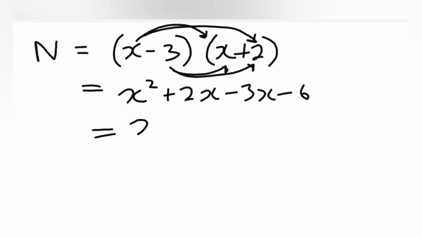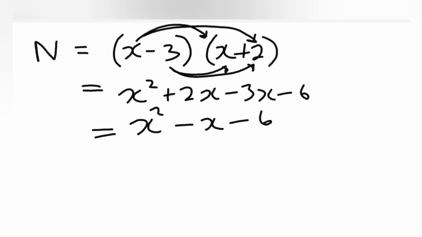So it's going to be x squared. Then we're going to have 2x minus 3x, so it's going to be minus 1x or minus x. And we're going to just have that 6 coming down there. So the area of rectangle N is the same thing as x squared minus x minus 6. So now that we have found the area of both rectangles, we're going to subtract the area of rectangle N from the area of rectangle M.